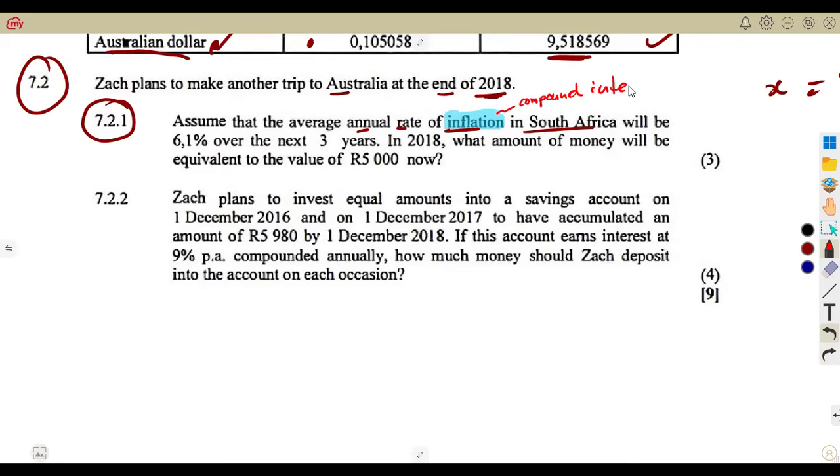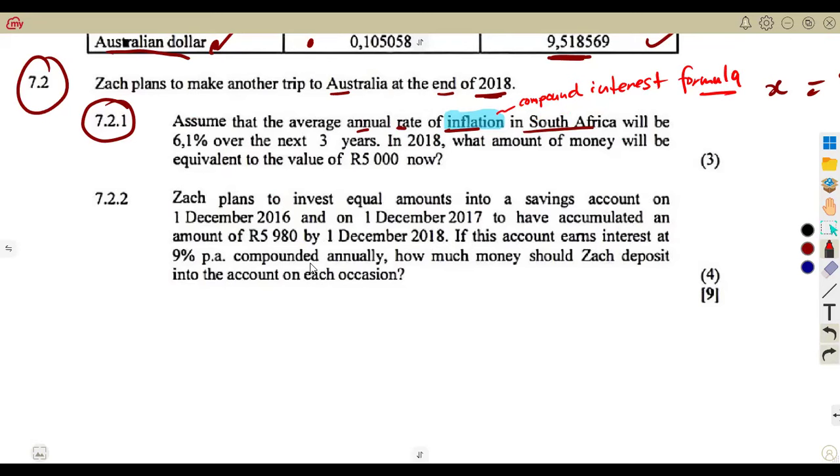Compound interest formula. You are supposed to think about whatever you are measuring. Population growth, inflation, those long-term period considerations, they work under what? Compound interest formula.